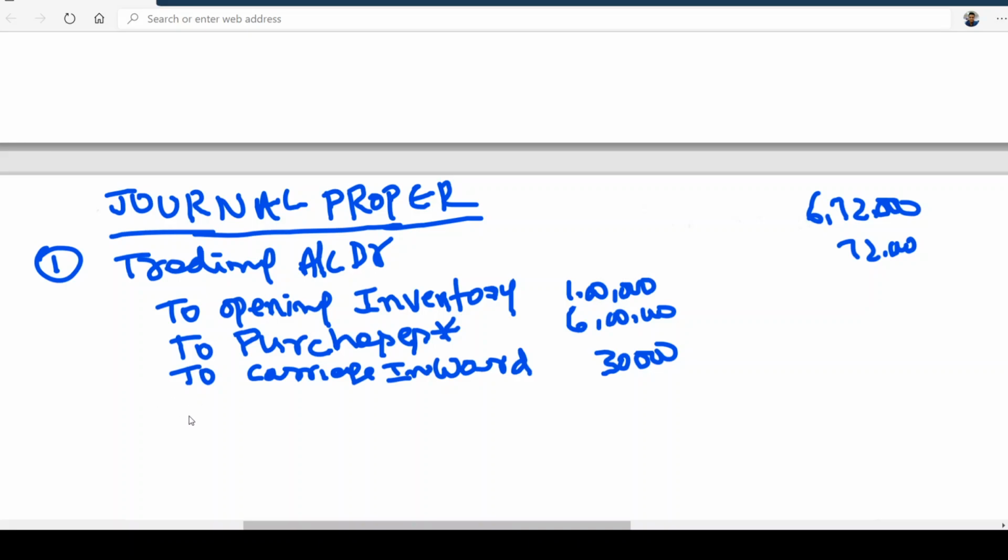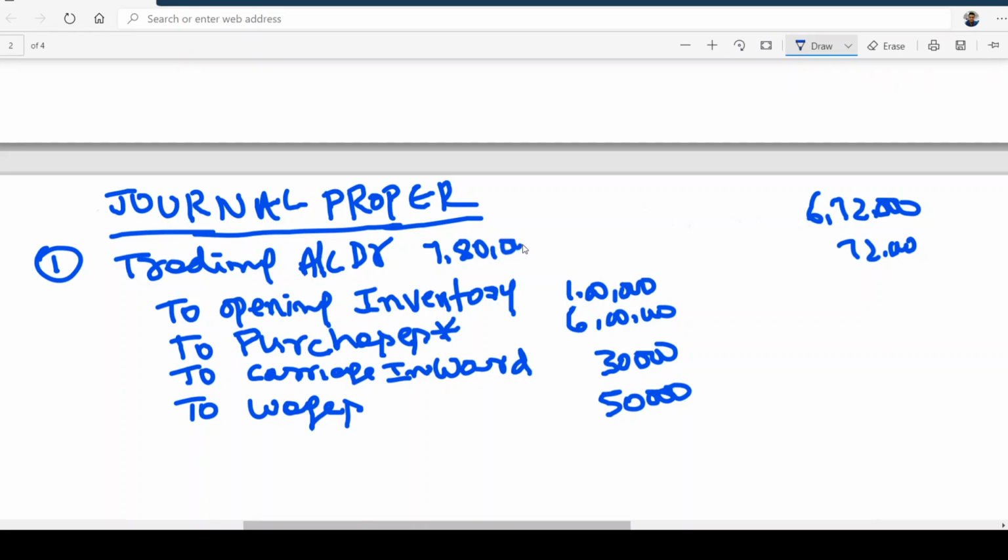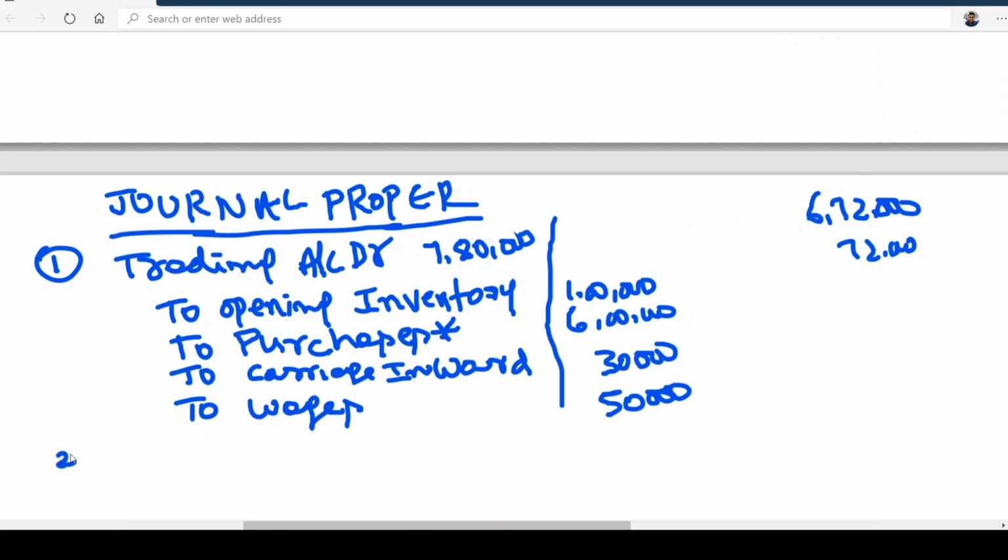To carriage inward 30,000, then to wages. What is wages here? 50,000. Wages 50,000. Then if you add all those things, which account will be debited? Trading account will be debited. Coming to 6 lakhs, 7 lakhs, 80,000. Okay, this is closing entry number 1.